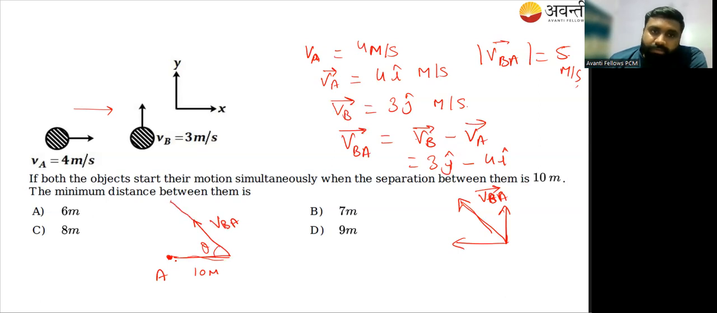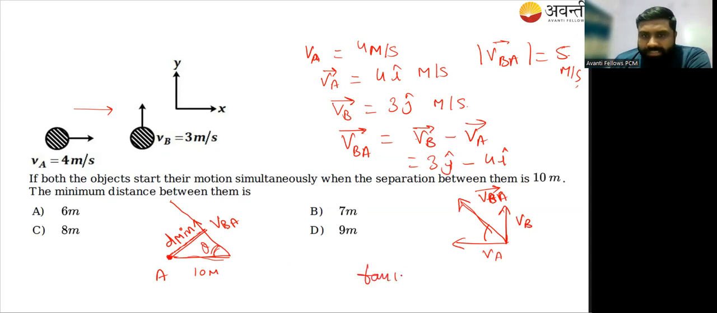Now how to calculate the minimum distance between them? Just drop a perpendicular from the object from which you are observing the motion. We are observing the motion from A, so drop a perpendicular on the relative velocity line. This will be the minimum distance between them, denoted by d minimum. To calculate d minimum, we need to calculate this angle theta. How do we calculate this angle? This angle theta is between the VB vector and the VA vector.